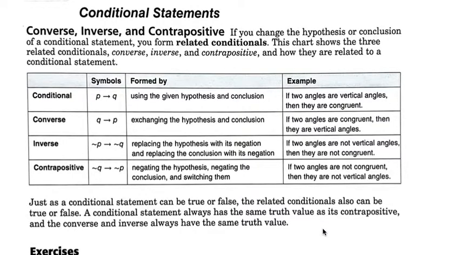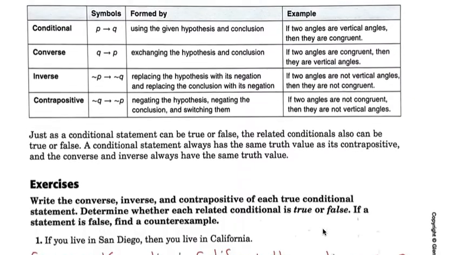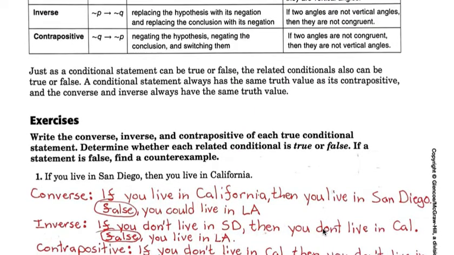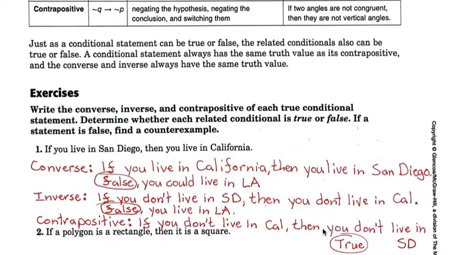Statements can be true or false, and so can these things. That's basically what that paragraph is saying. So let's look at this. We're only going to do one of these problems here. I have three of them here, but only doing one. Write the converse, inverse, and contrapositive of each true conditional statement, then determine true or false, and if it's false, give a counterexample. If you live in San Diego, then you live in California. Now our converse, we're just going to switch the two. If you live in California, then you live in San Diego. Well, that's false because lots of people don't live in San Diego but still live in California. So my counterexample is you could live in LA.